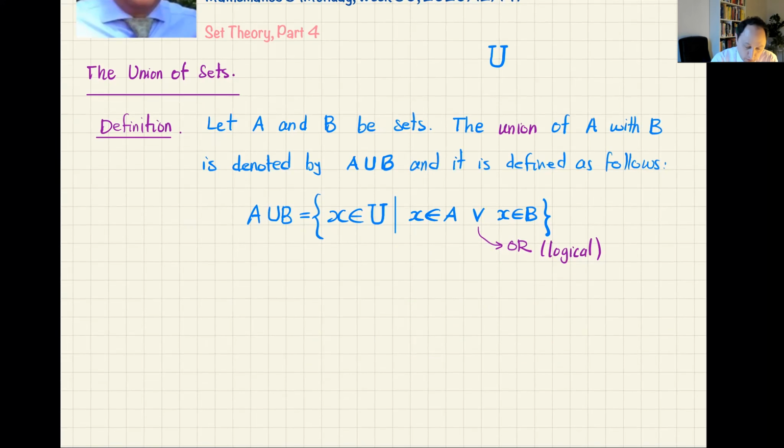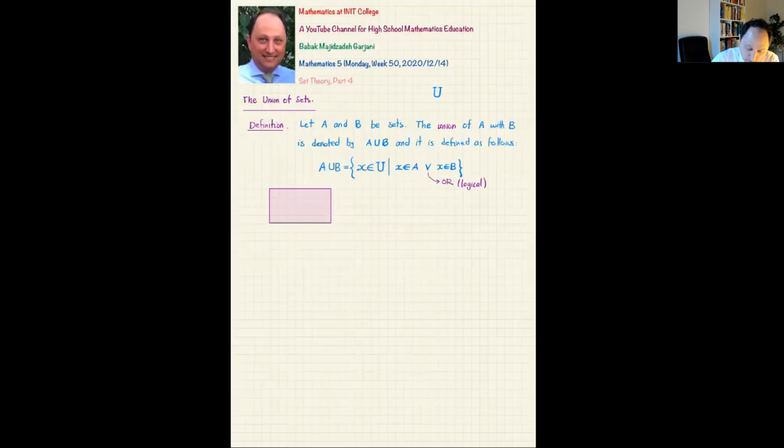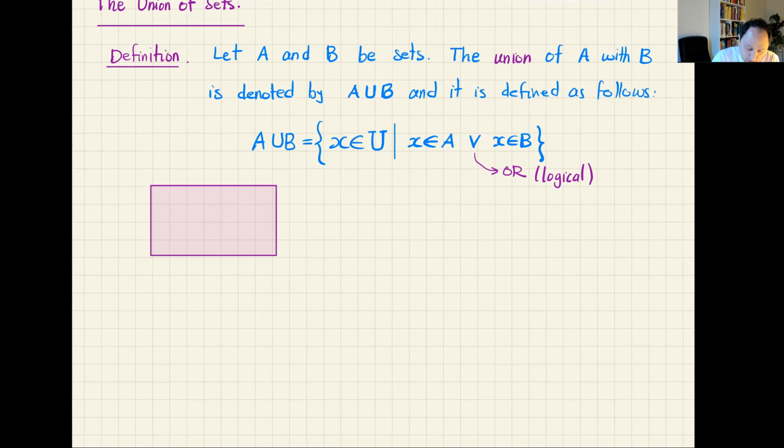Okay, so for example, if I want to draw a Venn diagram for you, let me draw something to represent these two sets. For example, the most general case might be this. I have this set, and then I will have another set. Let me change the color here.